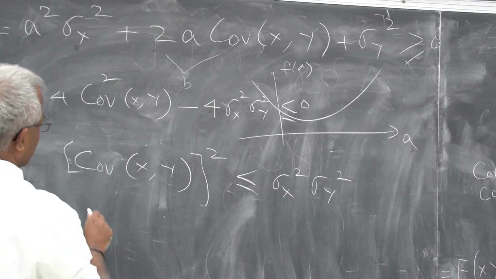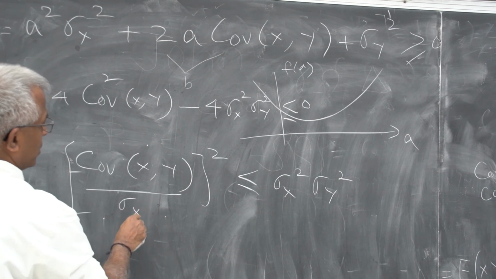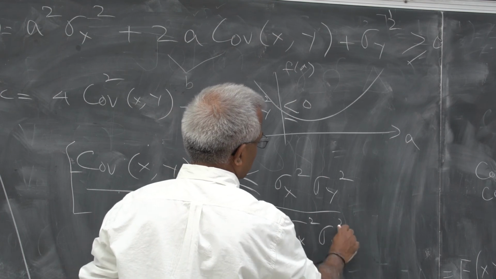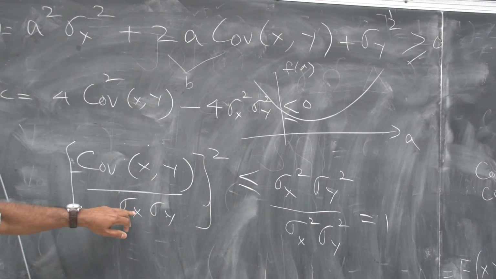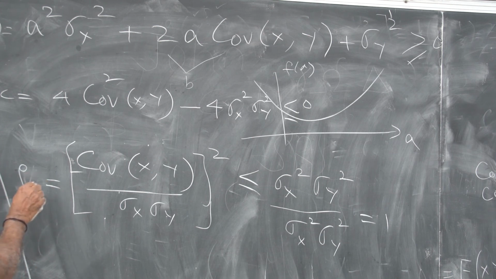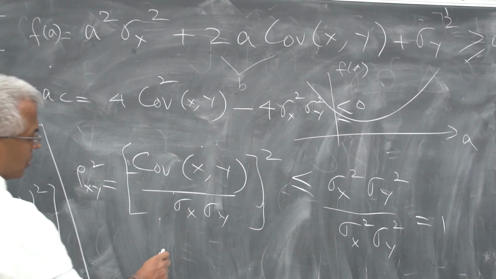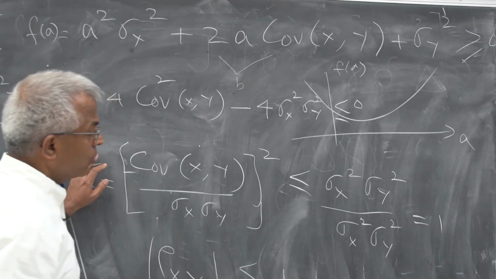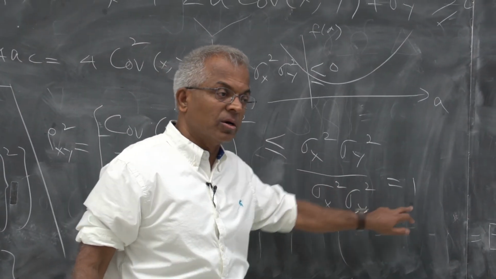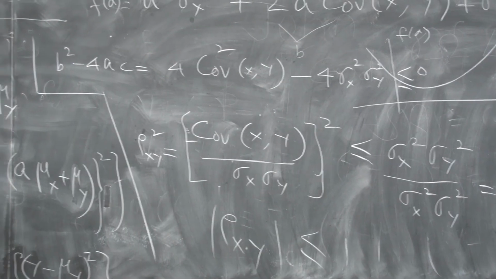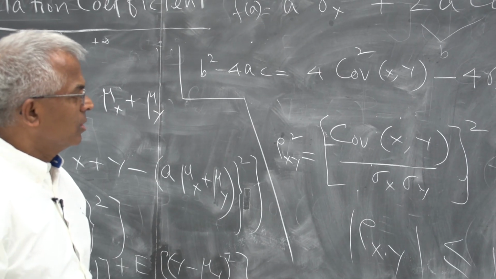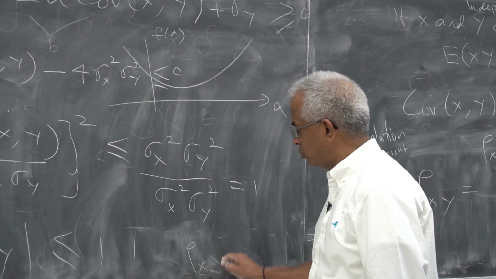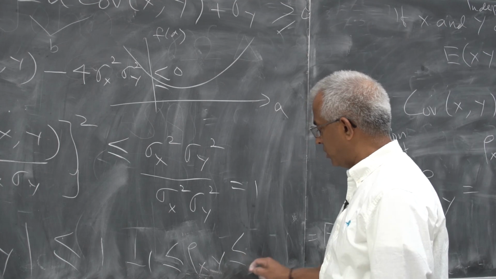If you divide by sigma x squared sigma y squared, on the right you have 1, and on the left you have the covariance over sigma x sigma y, which is nothing but the correlation coefficient, squared. So the correlation coefficient squared is less than or equal to 1. The absolute value of the correlation coefficient is less than or equal to 1. So the correlation coefficient can only go between minus 1 and plus 1, including both.